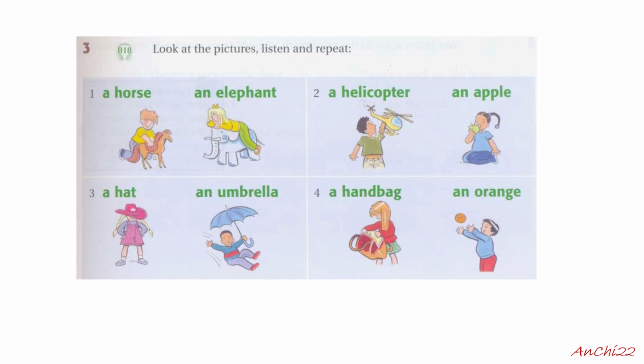3. A horse, an elephant, a helicopter, an apple, a hat, an umbrella, a handbag, an orange.